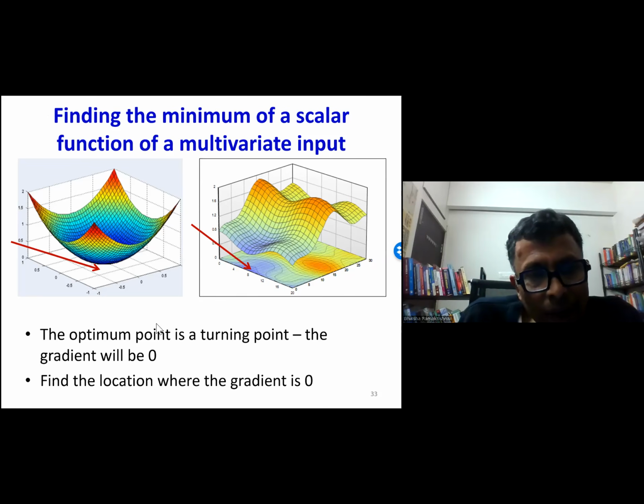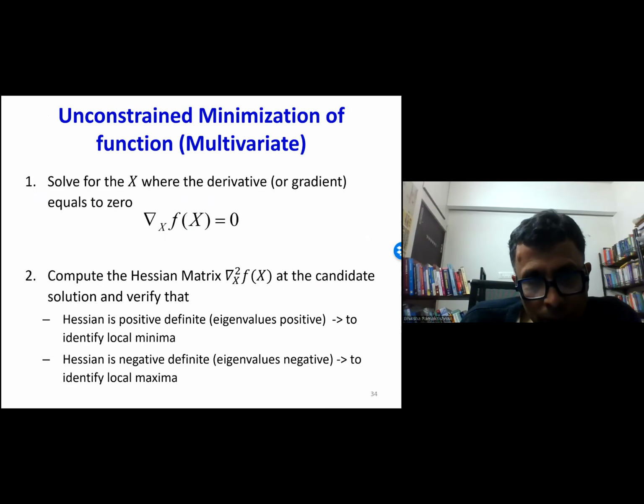And so if I want to find the optimum of a scalar function of a multivariate input, I just need to find the location where the gradient is 0. So here's what we can do. I have a function. I can write out the equation for the derivative, which is a vector of partial derivatives, as you know, and then you can equate it to 0. But then if you equate it to 0, that's not sufficient. You don't know if it's a minimum or a maximum. So now you compute the second derivative, which is the Hessian matrix of the function at the candidate x.